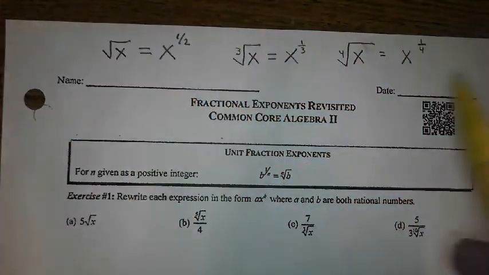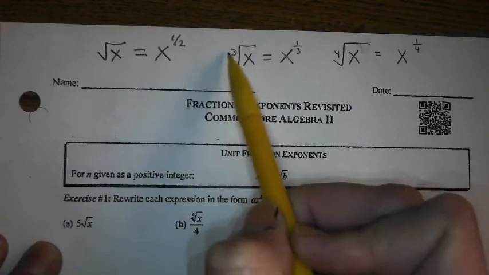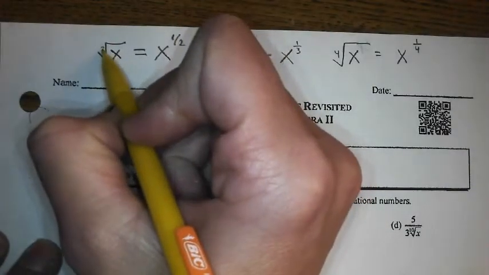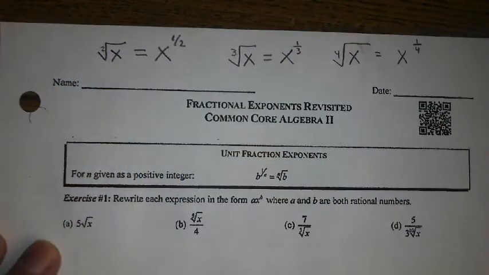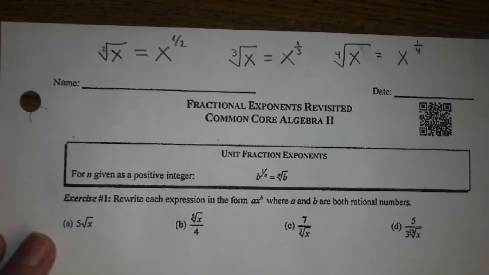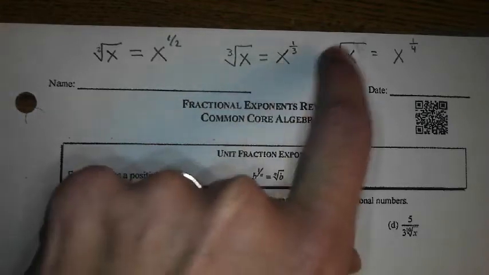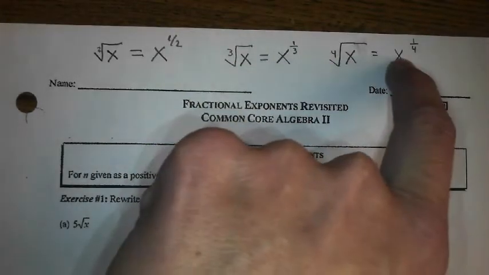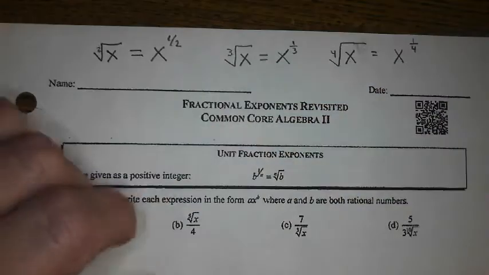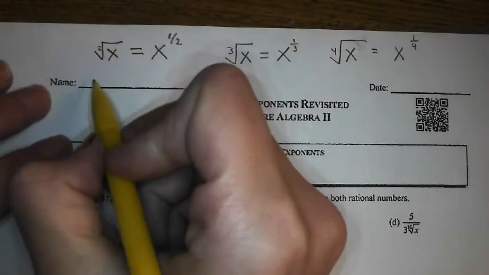So if you had to make a general rule, what's happening to the root number? So this is technically the square root. Where's that going in the exponent? The denominator. The cubed root is going to the denominator. The fourth root is going to the denominator. You with me? Then we're going to up the ante, and they're going to show you stuff like this.